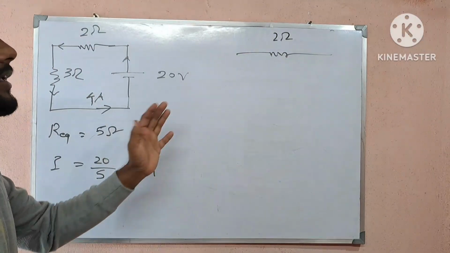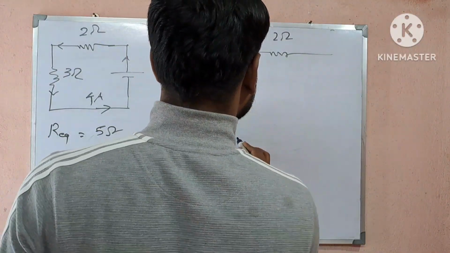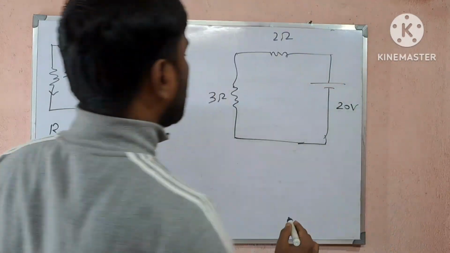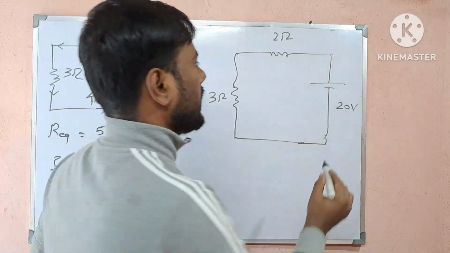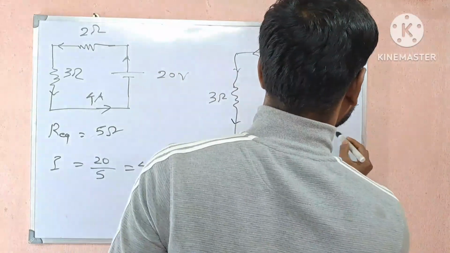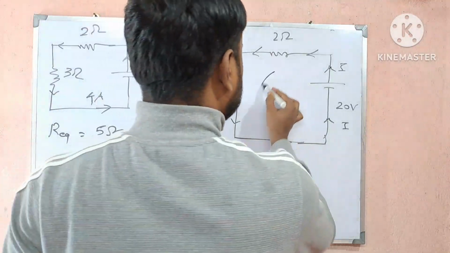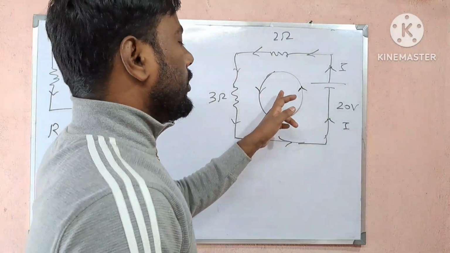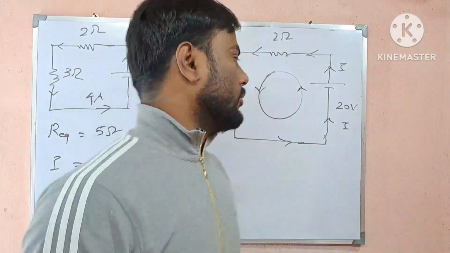If we apply KVL, then what will it be? This is 2 ohm, this is 3 ohm, and this is basically 20 volt. Now the circuit should be closed for applying KVL, so it is closed. Now we have to mark the current. Let I be the current that emits from the battery. Now let's say the direction of path is this. You can take it clockwise or you can take it anti-clockwise. It completely depends on you, no matter.